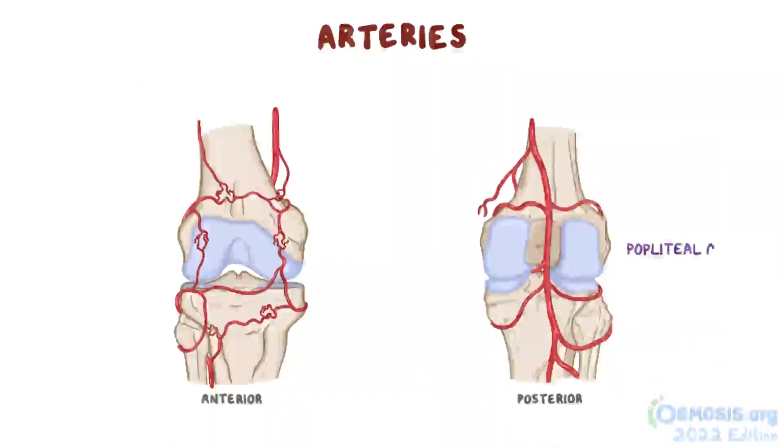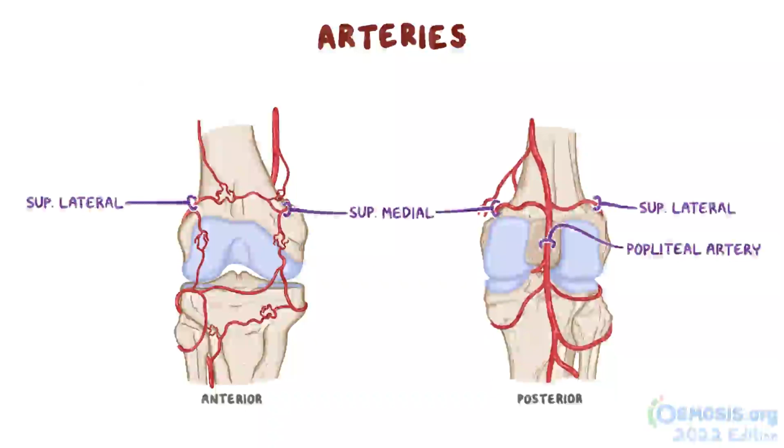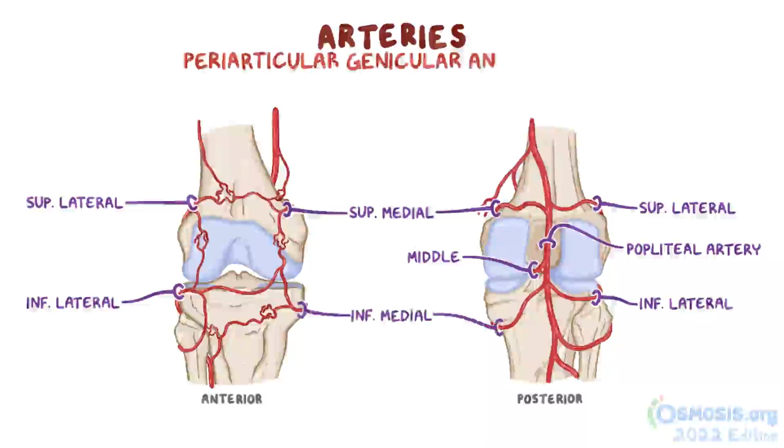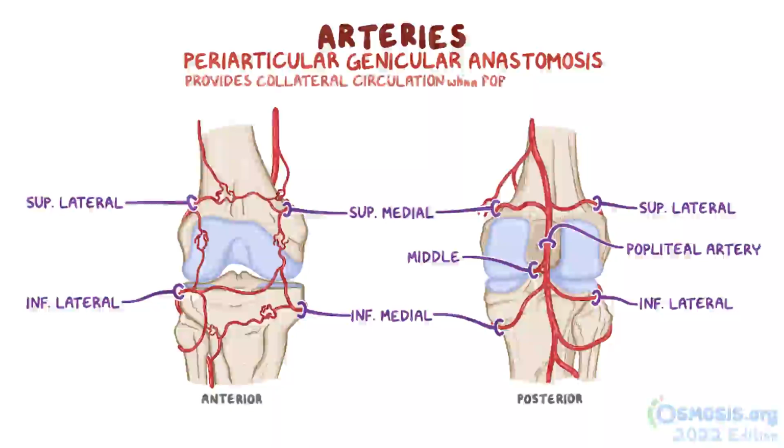Okay, so the popliteal artery also sends 5 branches that supply the capsule and ligaments of the knee joint: the superior lateral, superior medial, middle, inferior lateral, and inferior medial genicular arteries. These form the periarticular genicular anastomosis, a network of vessels surrounding the knee that provides collateral circulation when the popliteal artery is compressed or blood flow is reduced.